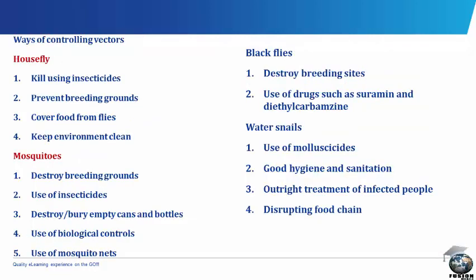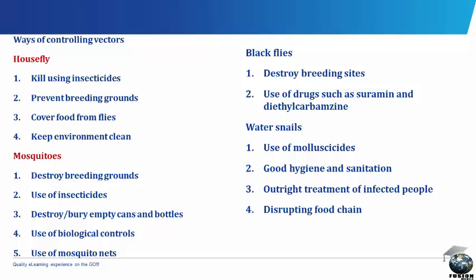Ways of controlling vectors. In controlling the spread of housefly, adults are killed using insecticide. We are to also prevent breeding grounds. We should cover our foods from flies. We should keep our environment clean. The surrounding of pit toilets must be covered and kept clean. And also, the continuous spraying of insecticide even after the initial spray has been done helps to control the spread of housefly.